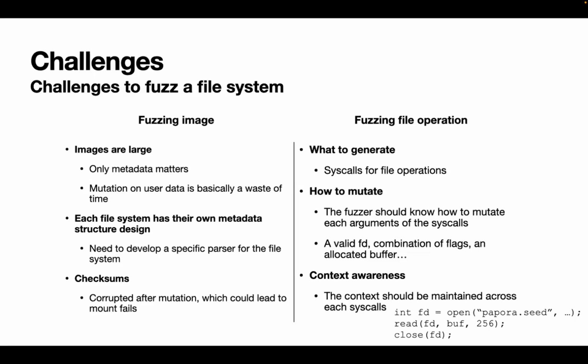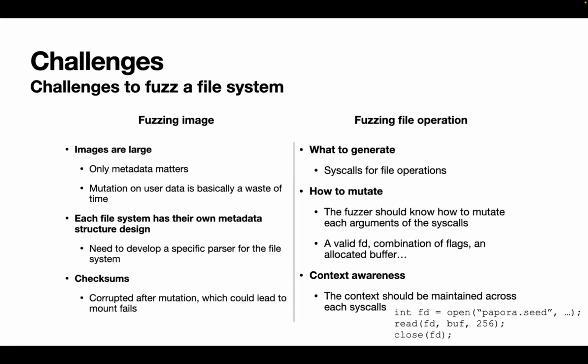Talking about metadata, each file system has its own metadata structure design, often with a complicated hierarchy. So we have to develop a specific parser for extracting and maintaining this metadata. At last, there may be a checksum mechanism to ensure the integrity of all metadata. So after mutating the metadata, we have to fix these checksums or the mount will fail.